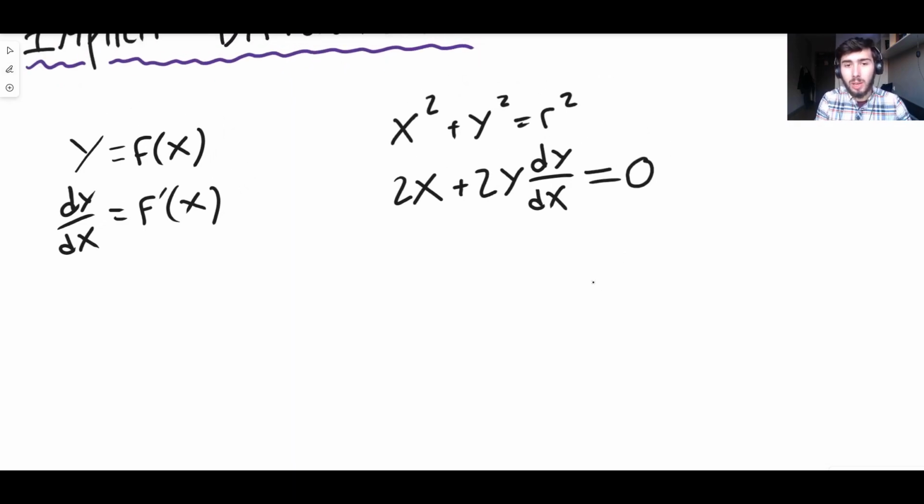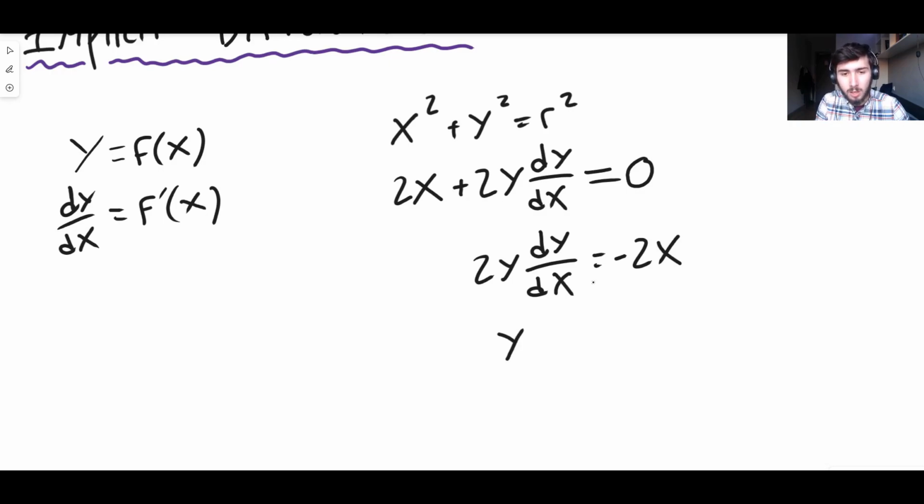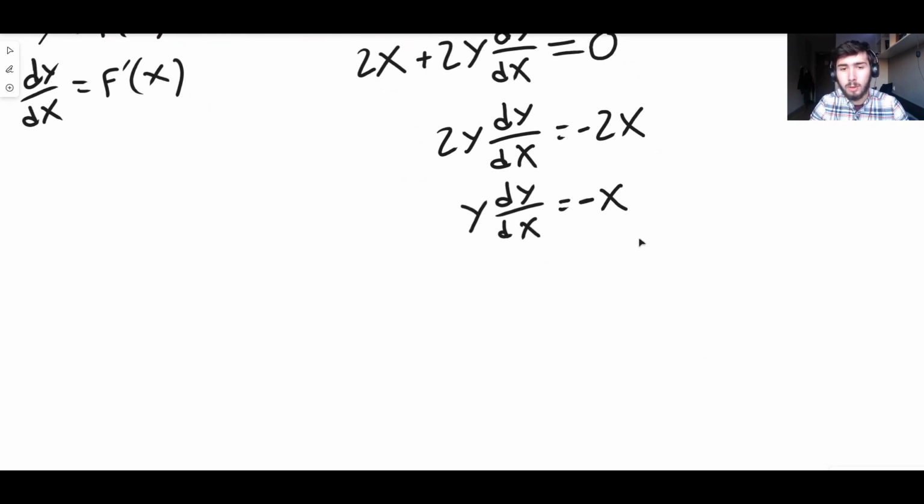Awesome. So now we have this expression. Now what we do is we simply make dy dx the subject, and then we'll be done. So let's take 2x away from both sides. We get 2y times dy dx is equal to negative 2x. Then let's divide both sides by 2. So we get y dy dx equals minus x, just dividing both sides by 2. And finally, divide both sides by y. We get dy dx equals negative x over y.